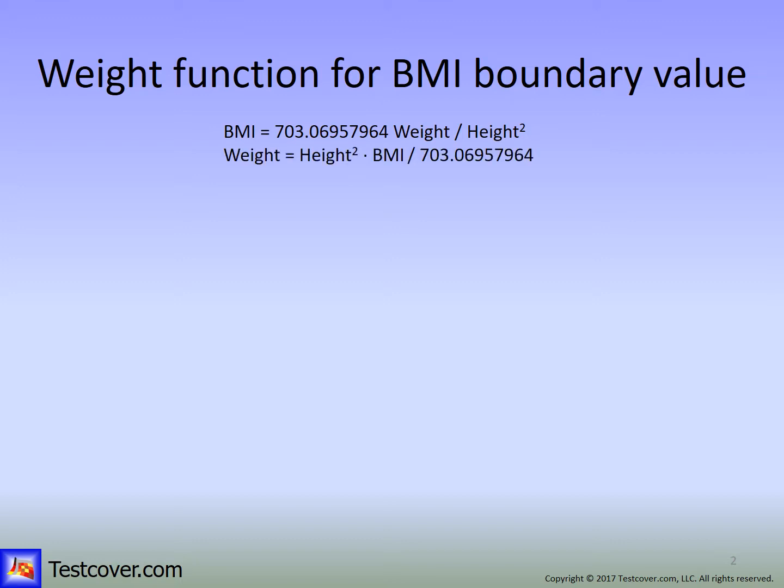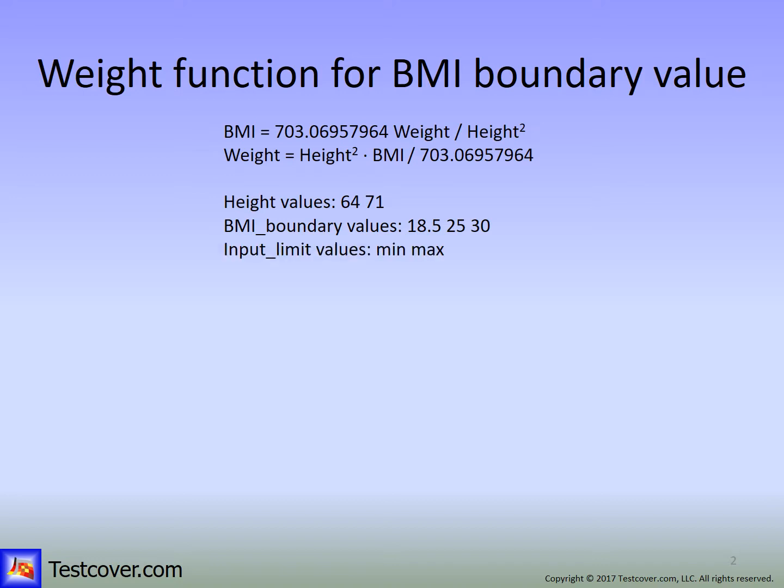Let's try the weight input. If we solve the equation for weight, we can express its input value in terms of the height input and the BMI boundary value. Here's how it can work. We'll continue to use the height values 64 and 71 inches, and we'll introduce a BMI boundary factor to specify the boundary. There's one more detail.